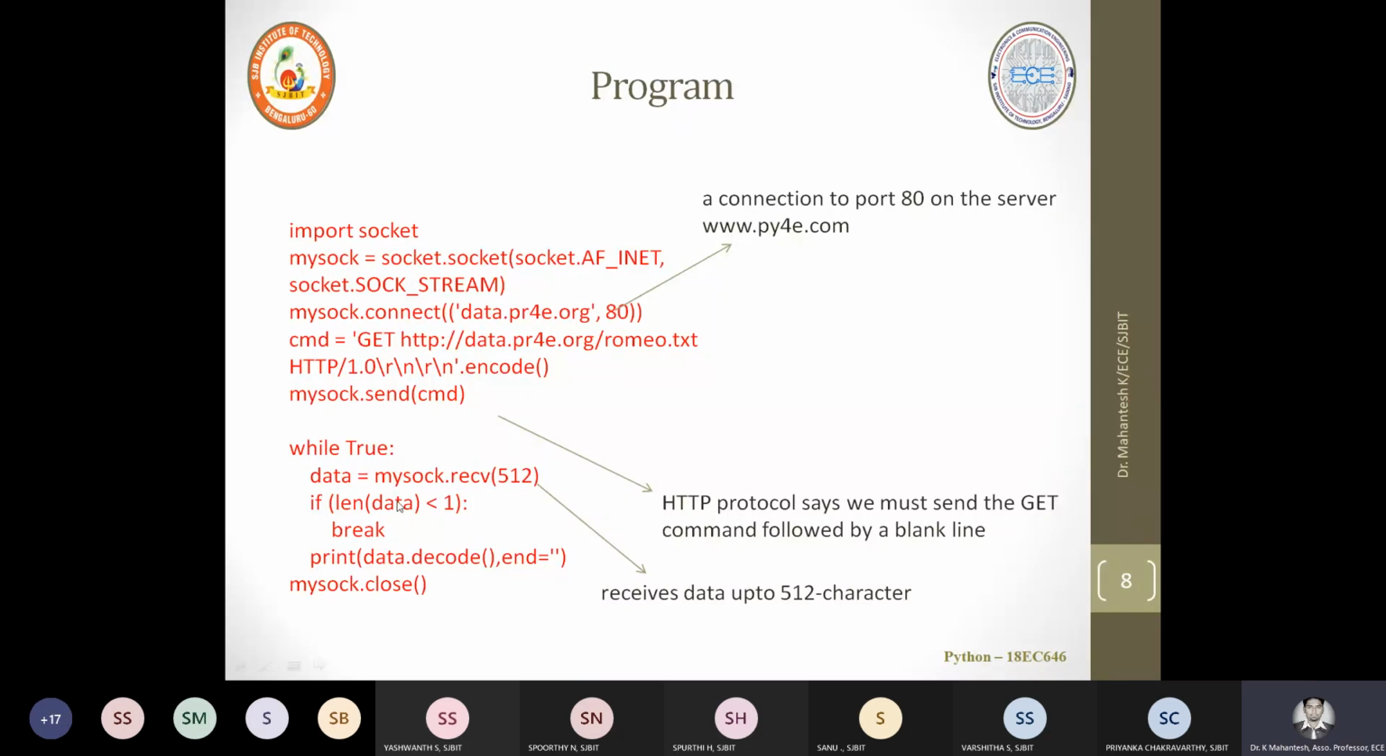Else print data dot decode. Understand, data is the data which has been received. The data will be of 512 characters. If it is more than 512 characters, it will be received as a second packet. So I'm going to say print data dot decode and end is equal to empty string. And since you have opened the socket here, mysock, you have to close it. You have opened mysock send, mysock receive, and now you have to close that connection. You have to remove that socket.